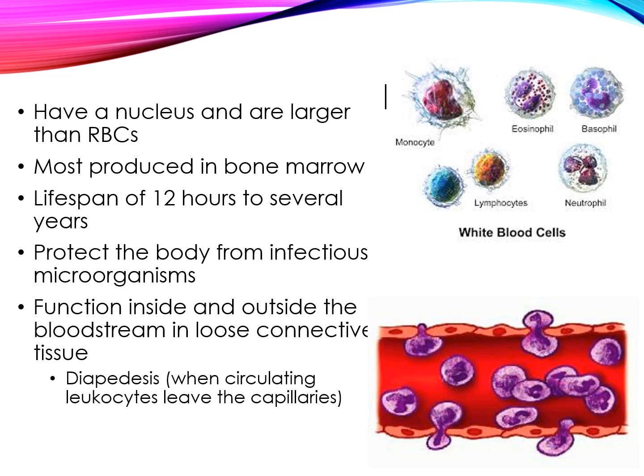All the white blood cells have nucleus or have nuclei. They are also mostly produced in the bone marrow. Their lifespan varies from 12 hours to several years, depending on the type of white blood cell. Their main function is to protect the body from infectious microorganisms. They function in the blood, but also in the tissue. And the act of the white blood cells leaving the bloodstream to go into the tissues is known as diapedesis.